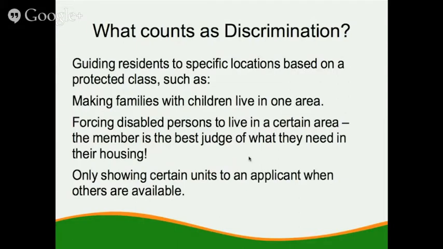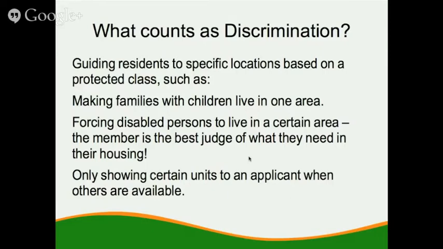So what also counts as discrimination? I mentioned families with children living in a certain area, or persons who are disabled living in a certain area, or only showing certain units. One of the things that's useful if you're dealing with somebody who's got children, or somebody who's dealing with a disability, somebody who might have needs that are different from yours, and they're applying to live at the co-op, is to think about that that person who's applying, they are going to be the best judge of their needs for housing. And so you get yourself into trouble if you start assuming what that person's needs are.